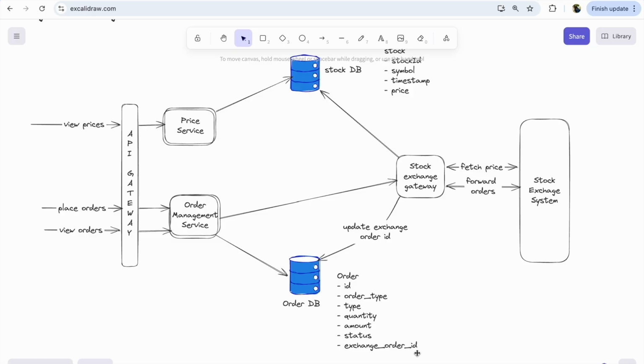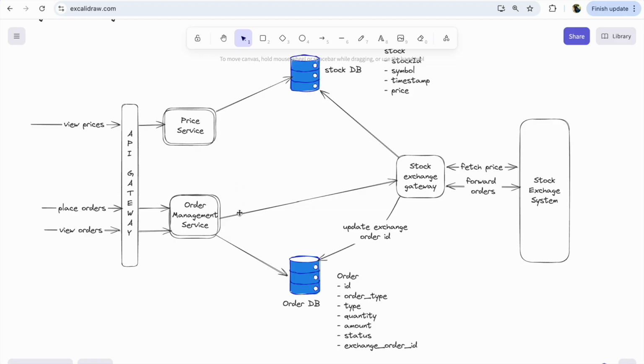Now one question that might come up is, why do we need to store the order details here in the stock trading app system? Because the stock exchange system is also storing the order details in its order database, right? So there are a couple of reasons why we should store the order details in this stock trading app system.